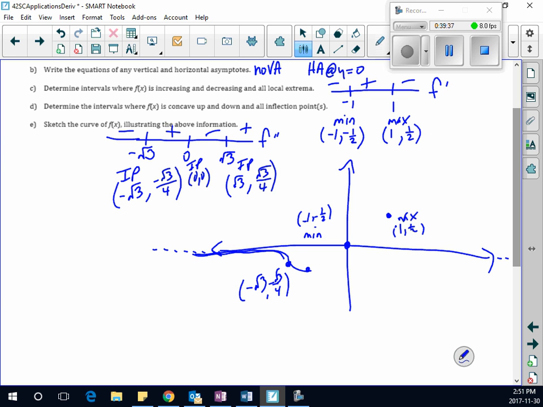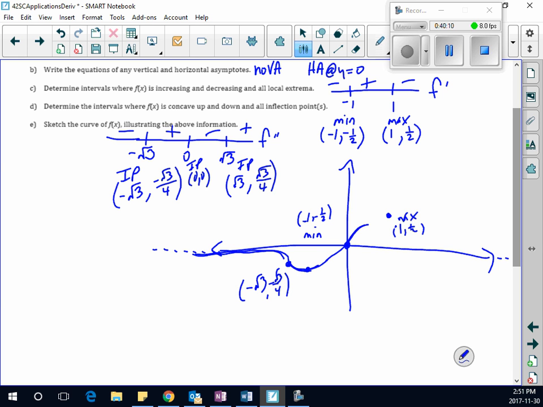Then it's going back up. It's still concave up, so it's still going like this, right? And then it's changing concavity here. So then it's going from 0, it's concave down, so it's looking like that, right? Then it's changing. This is a local max here, right? So it's changing concavity. It's like this.